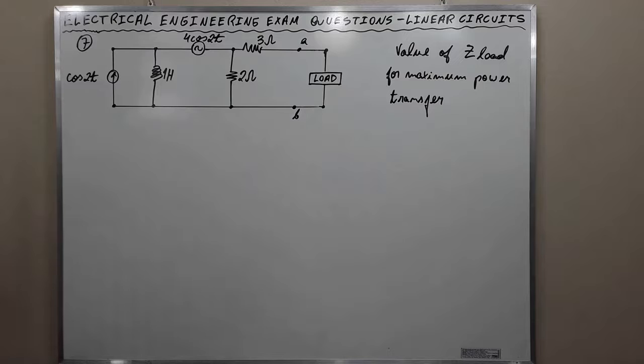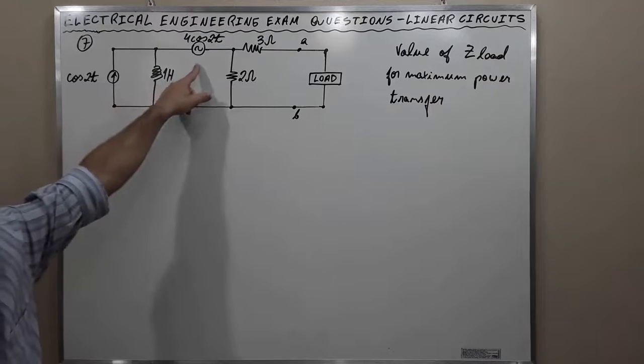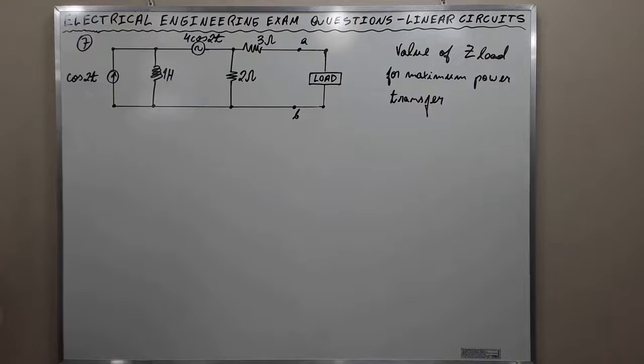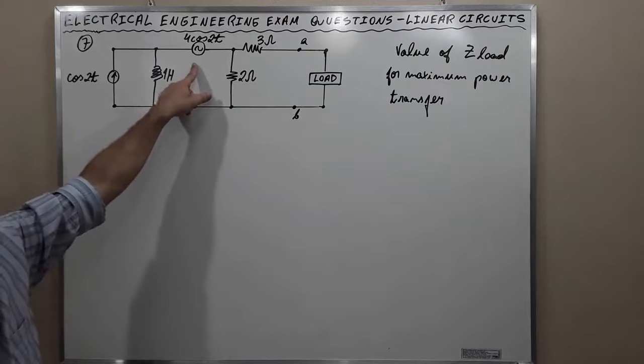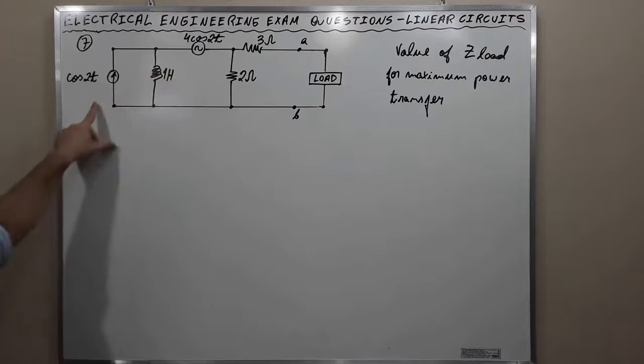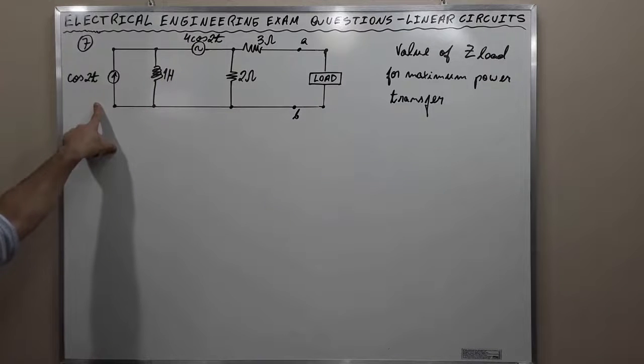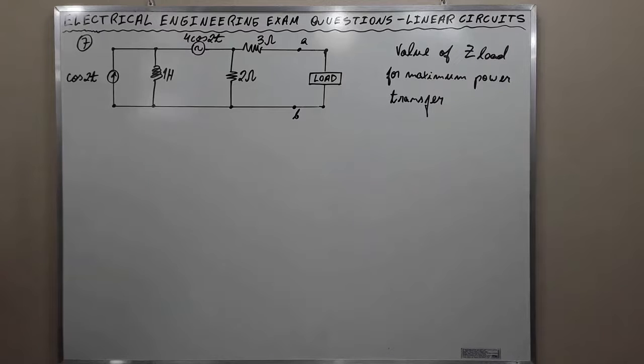For maximum power transfer, the impedance of the load has to be the complex conjugate of the impedance of the circuit. How do we calculate the impedance of the circuit? It is easy. We simply set the forcing elements, the sources, at rest. A voltage source at rest is a short circuit, and a current source at rest is an open circuit.